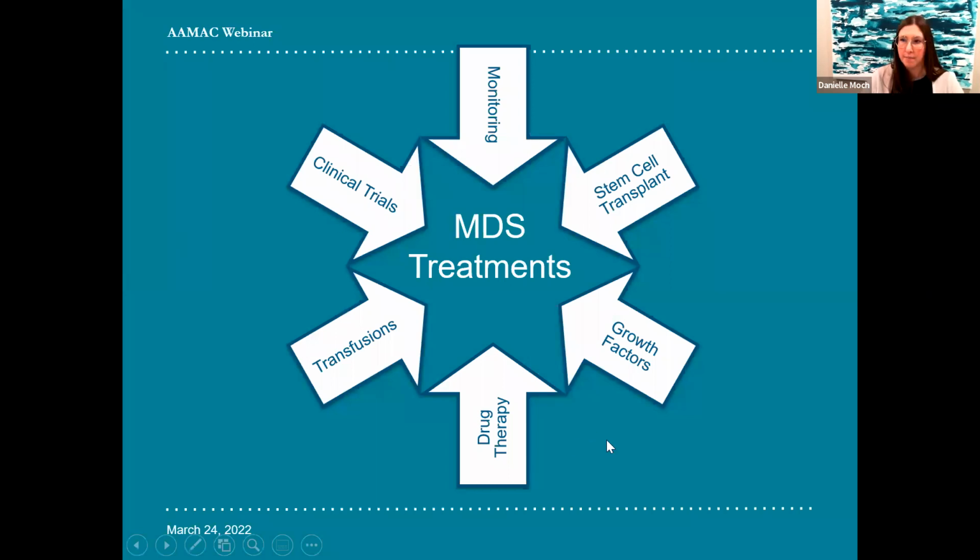So as we get into the treatments, there are multiple different options. So we have here monitoring. That's what we consider watchful waiting, every 3 to 6 months with different blood work and physical assessment. And I'll get into that a little bit more. There could be stem cell transplants. We might be giving growth factors. There's a variety of different drugs that we can give as well. Transfusions, whether that's red blood cells, or platelets, or both, depending on what we need to do to make you feel your best and live your best life, and as well, clinical trials.